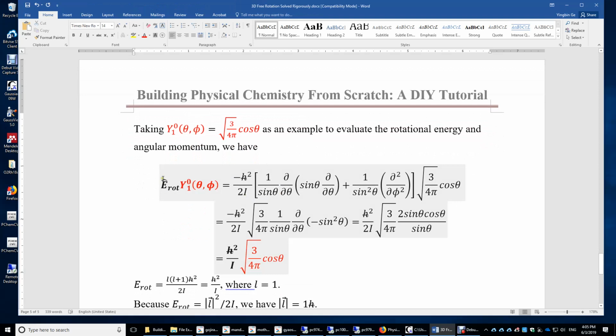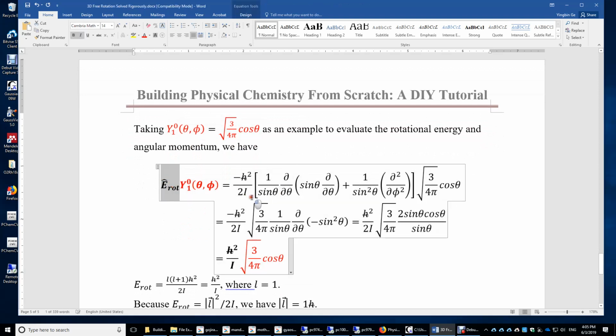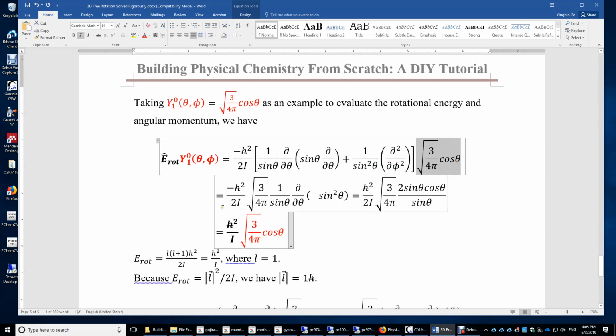Now we apply the rotational energy operator to this wave function. And over here, that's the rotational energy operator. We got this by converting the x, y, z Cartesian coordinates to r, theta, and phi coordinates. And then we just apply this operator to the eigenfunction. The result is very simple. It's h bar squared over I times the original wave function.